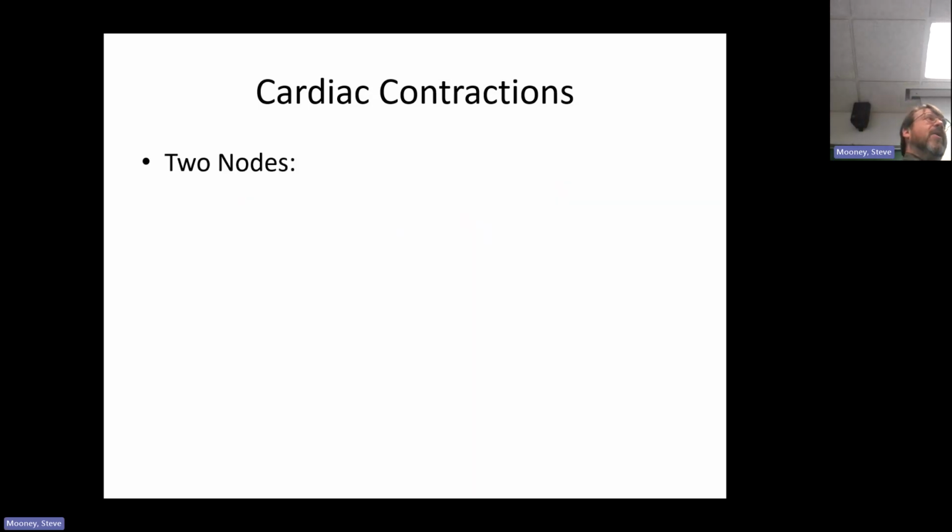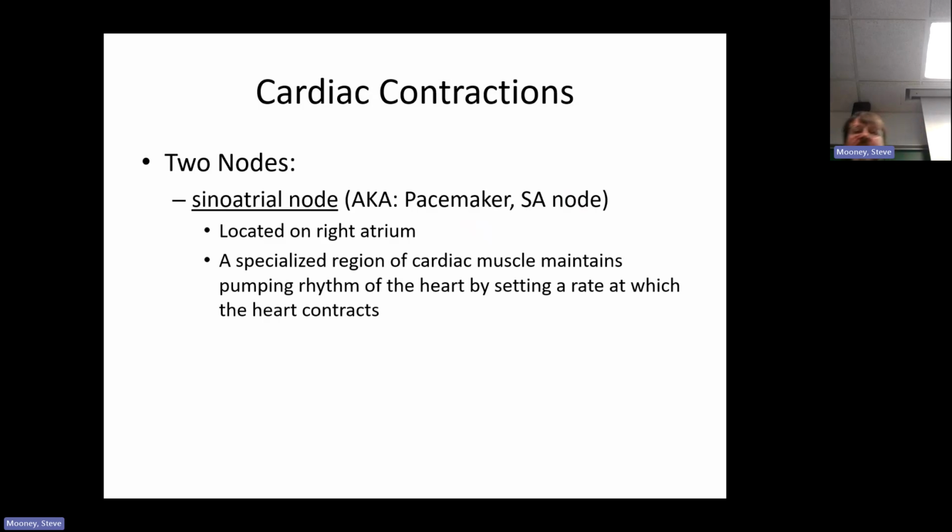So we're thinking about cardiac contractions. We're going to have to think about the electrical system as based off of two nodes. The first we've already mentioned, the sinoatrial node, the SA node, or the pacemaker. It sits on the right side of the heart, on top of the atrium.